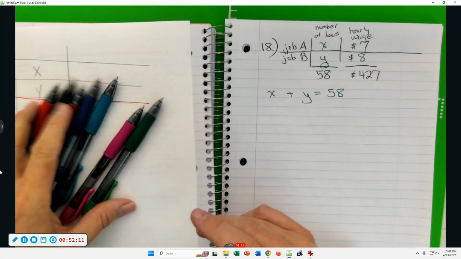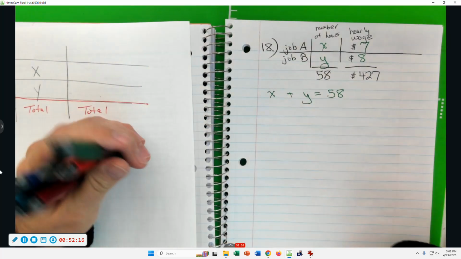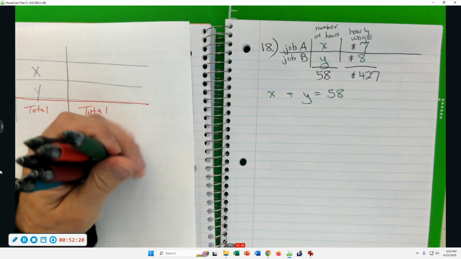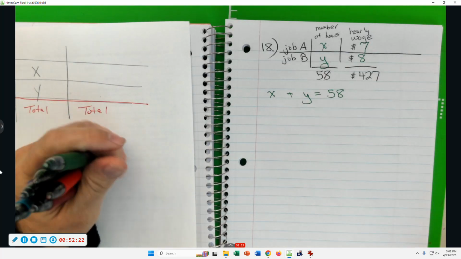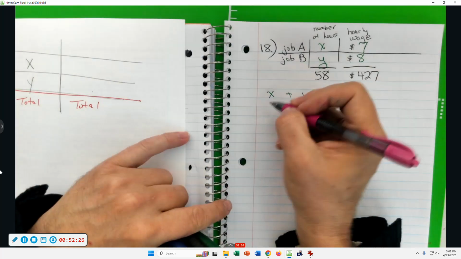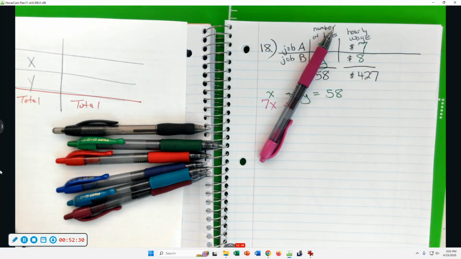Okay, y'all tell me the second equation. 8X plus 9Y equals 427. Those are your numbers. Did you hear Alex saying 8x plus 9y? He's using his own numbers. Our numbers would be 7x plus 8y equals 427.